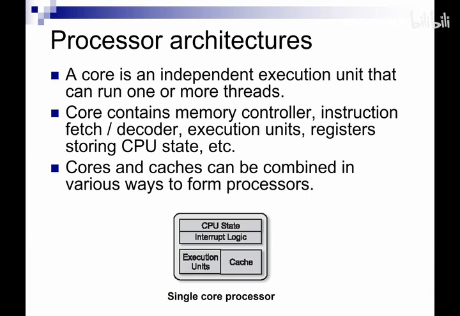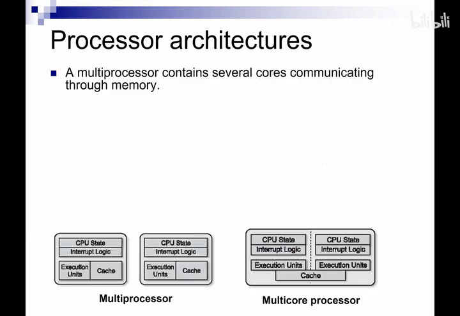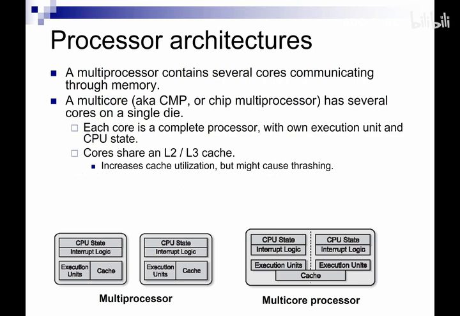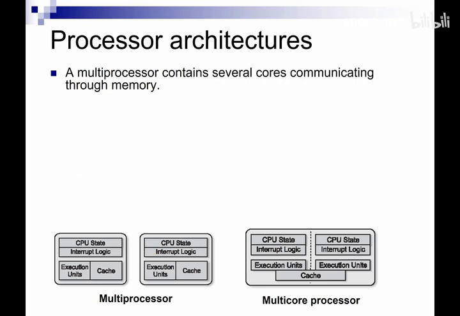Now, we can combine these different cores and different caches in different ways to form different types of processors. Here I'll look at 2 different types. The first one is called the multiprocessor. Here we again have 1 core per processor, but we have 2 processors. The way the processors communicate with each other, because we need them to work together, is they need to go through memory, because these 2 processors don't have any direct links to each other.